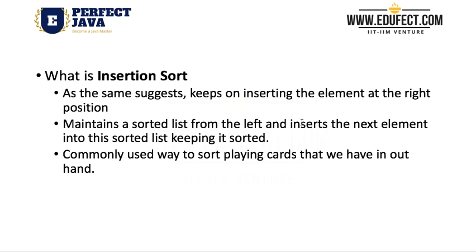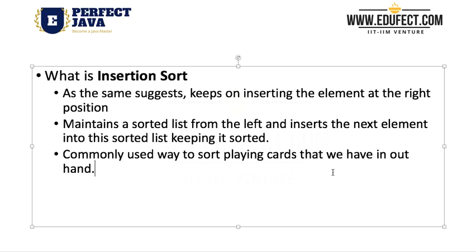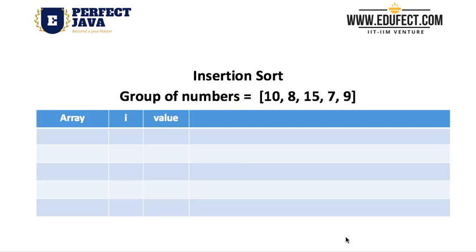One way to visualize it is that if we have a set of cards in our hand when we are playing cards, what do we do? How do we sort it? We keep on sorting one card at a time and keep on inserting it into the left part of the hand, which is sorted. So let's look at an example to try and understand it better.